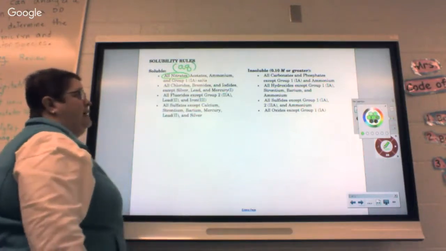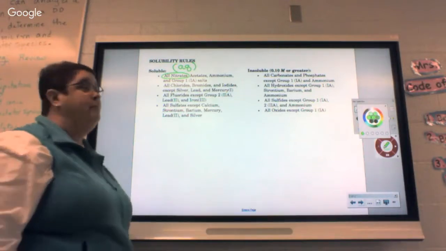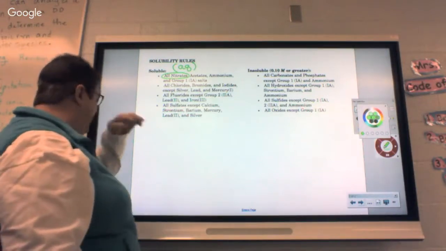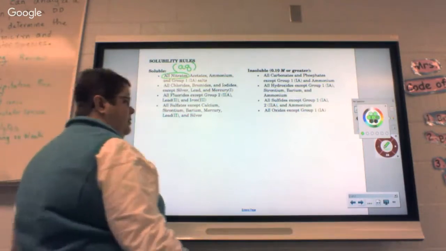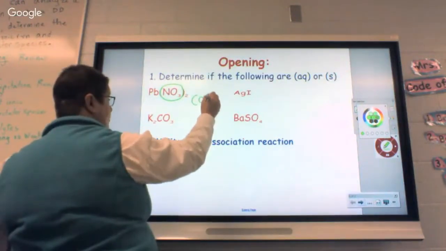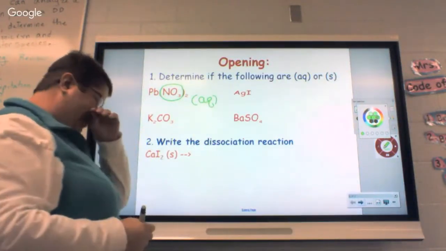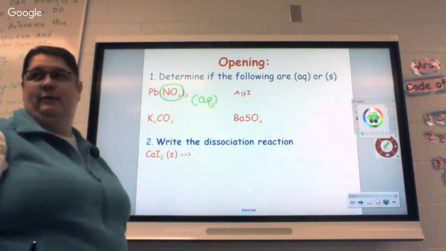Now, does it list any exceptions at that bubble? Does it say all nitrates are soluble except blah, blah, blah? No. So that means all nitrates are soluble, so you write AQ. Okay? So, if we do this one, what is our anion?